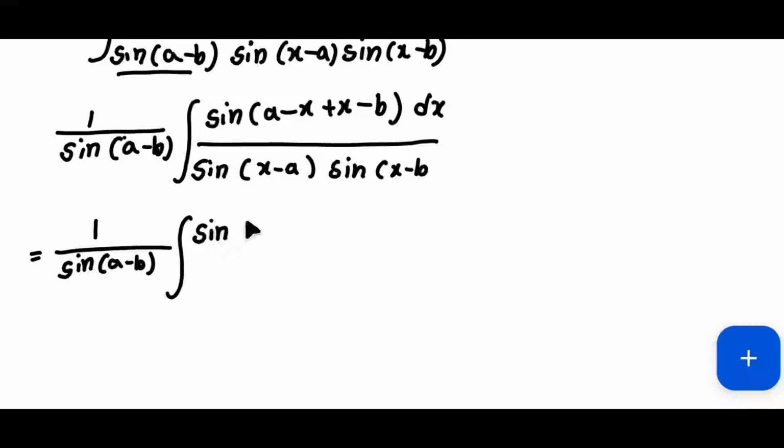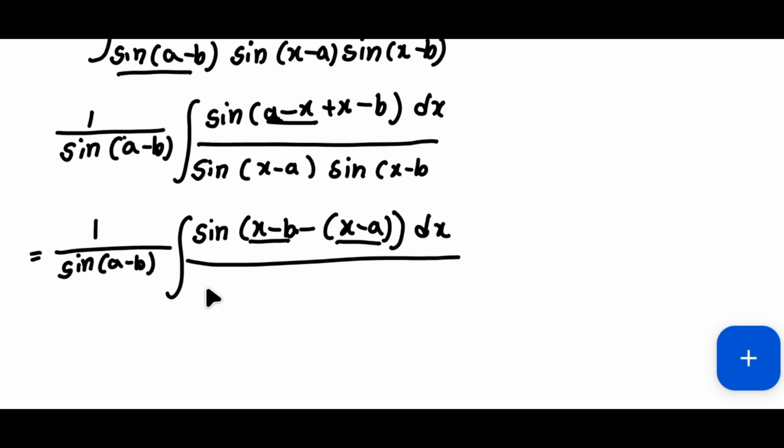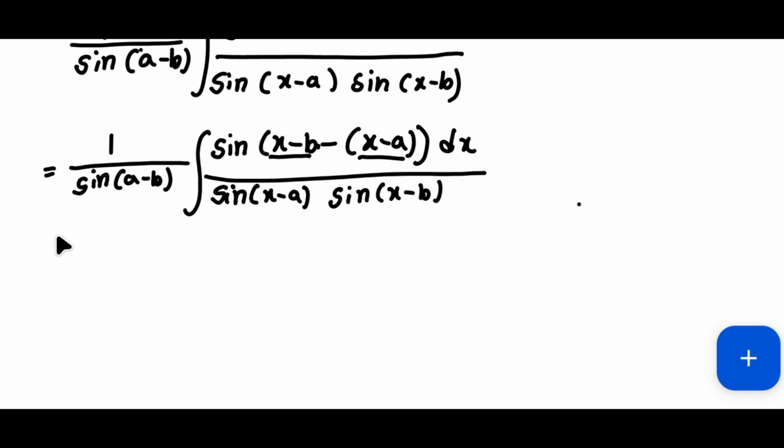Sine of x minus b, take minus common in both, minus of x minus a. This is x minus a, x minus b, x minus a, dx whole divided by sine of x minus a, sine of x minus b. Now this is equal to 1 by sine of a minus b. Use the sine a minus b formula. It is a, it is b.